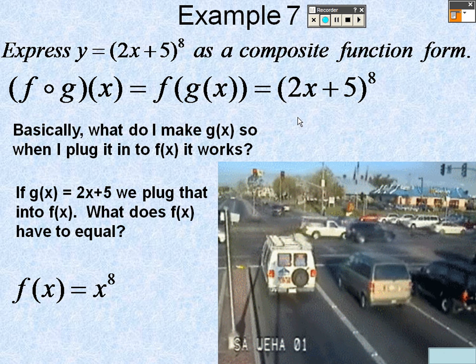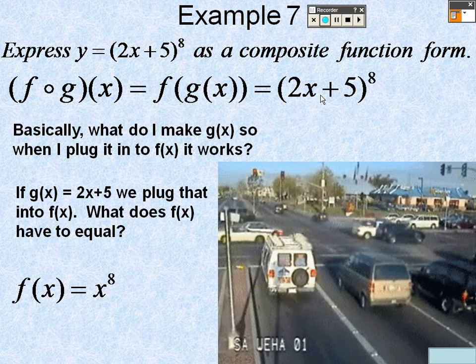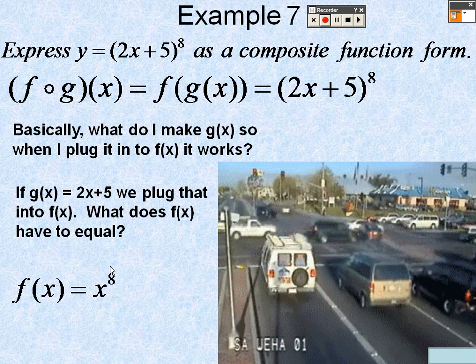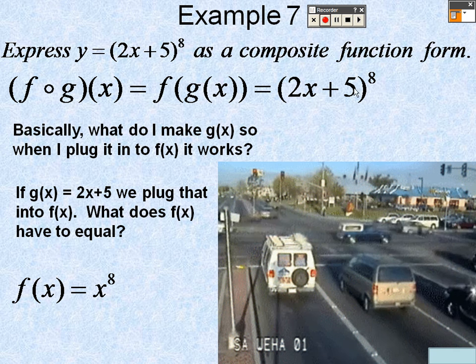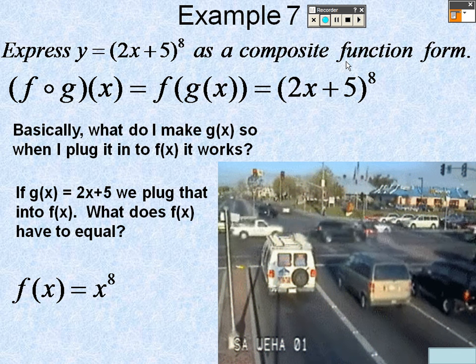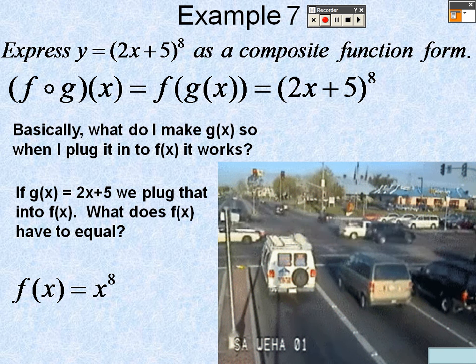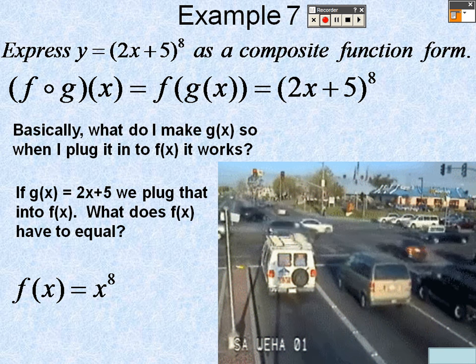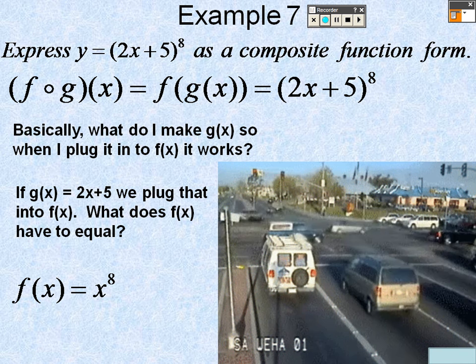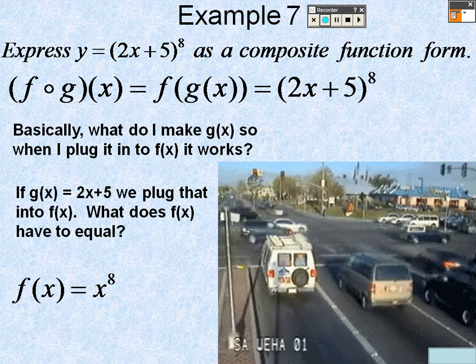And then what would I plug that into to get this answer? x to the 8th is what I'd plug that into. So if you took this 2x plus 5 and plugged it in, you'd end up getting the answer. This is a lot of trial and error. There's no real one way to do composition of functions backwards, but what I can tell you is whatever you think your answers are, you can always check them to see if you get what you started with.